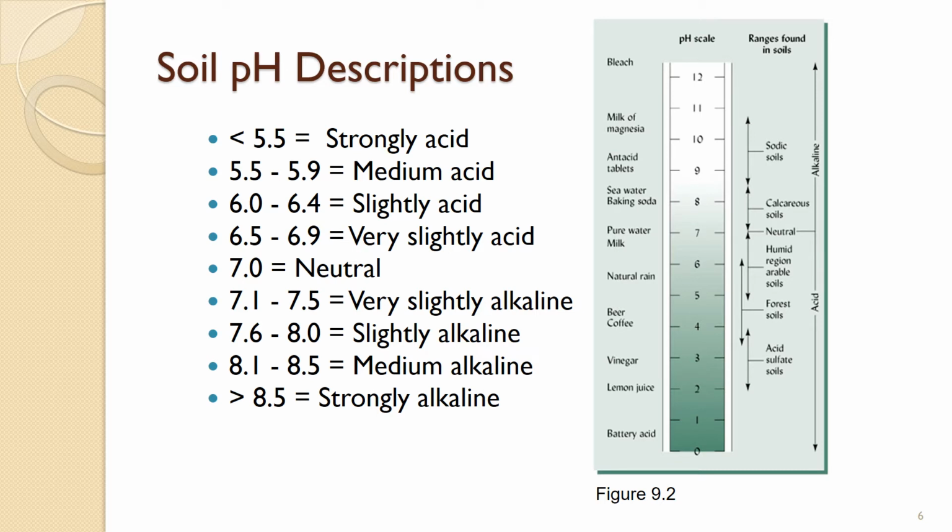But here on the right in figure 9.2, you can see the pH scale for a variety of common everyday things. So pure water and milk both have a neutral pH of 7. Beer and coffee are in the pH scale 4 to 5, so they're considered acidic along with vinegar, lemon juice, and battery acid, which is very, very acidic, being very close to 0. Bleach is actually very alkaline, very, very high pH. Antacid tablets have a pH of 9. Seawater and baking soda have a pH of 8. Very alkaline.